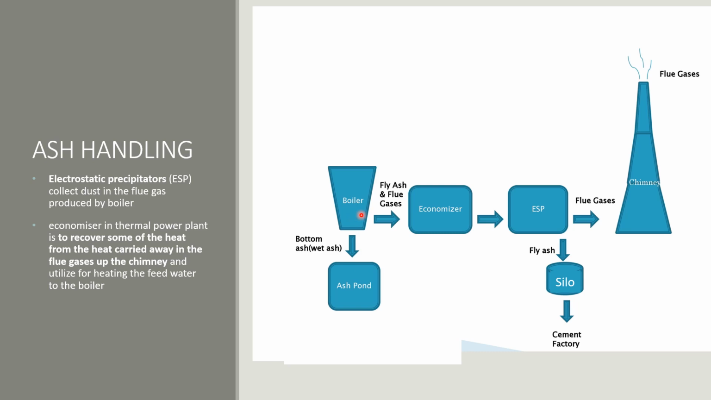And the remaining gaseous part, or the flue gases, you can say, is transferred to the economizer, where it carries away the heat energy from the flue gases and heats up the water from the feed water heater. Further, it passes through the ESP, also known as electrostatic precipitators, which collects the dust in the flue gases produced by the boiler. And further, the fly ash is transferred to the silo, from where it goes to the cement factory, and the remaining flue gases are transferred to the chimney, where they are exhausted.